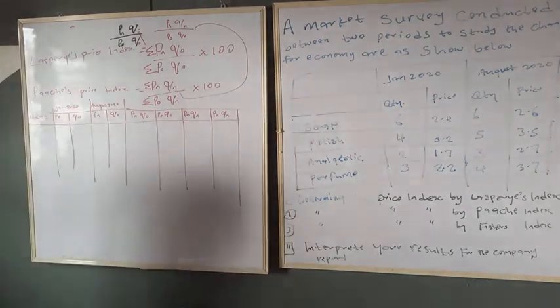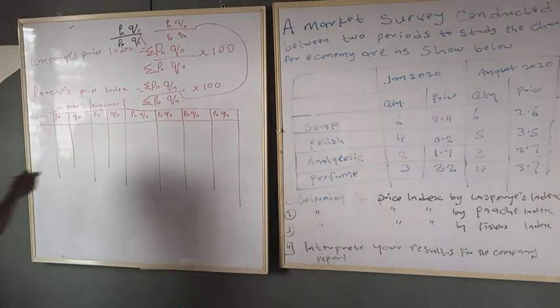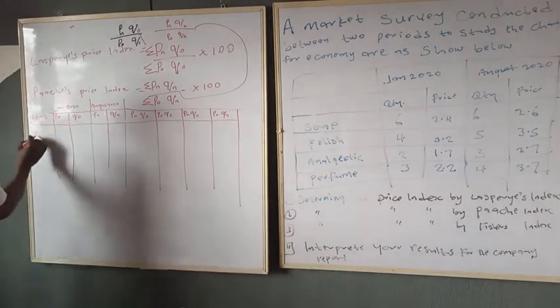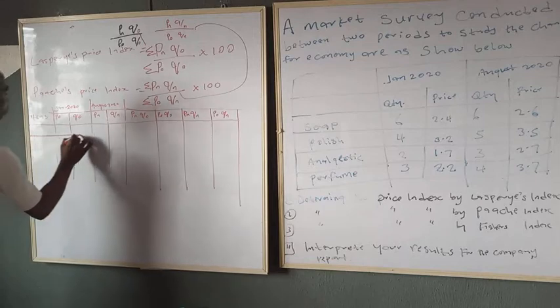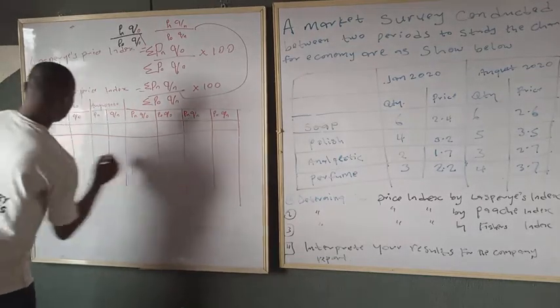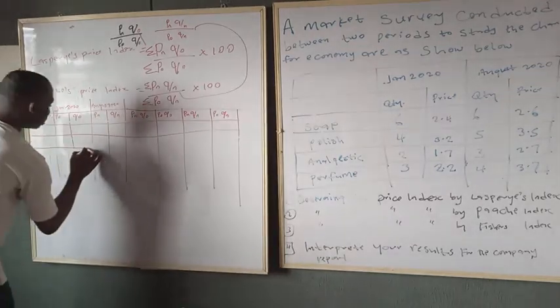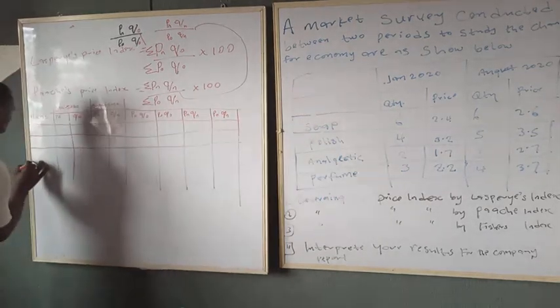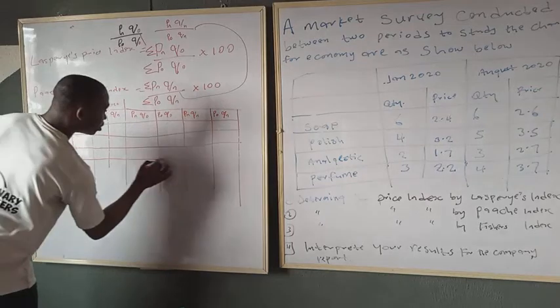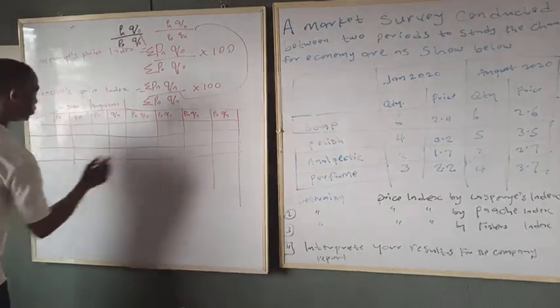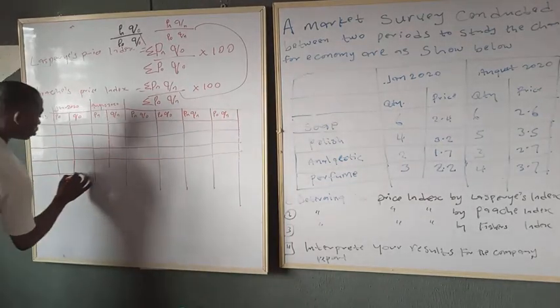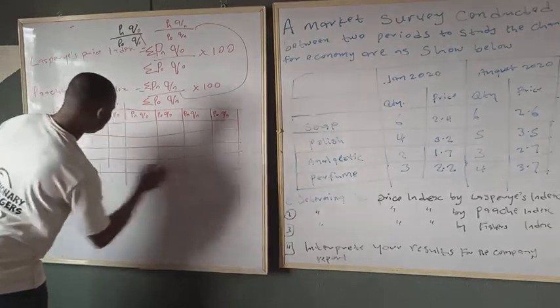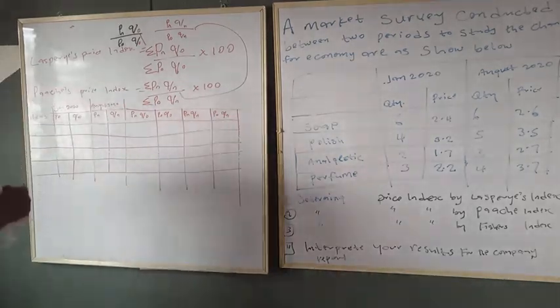So this is the table we are going to draw for us to be able to... Sorry that my hand is not that straight. 1, 2, 3, 4. So this table will be drawn.